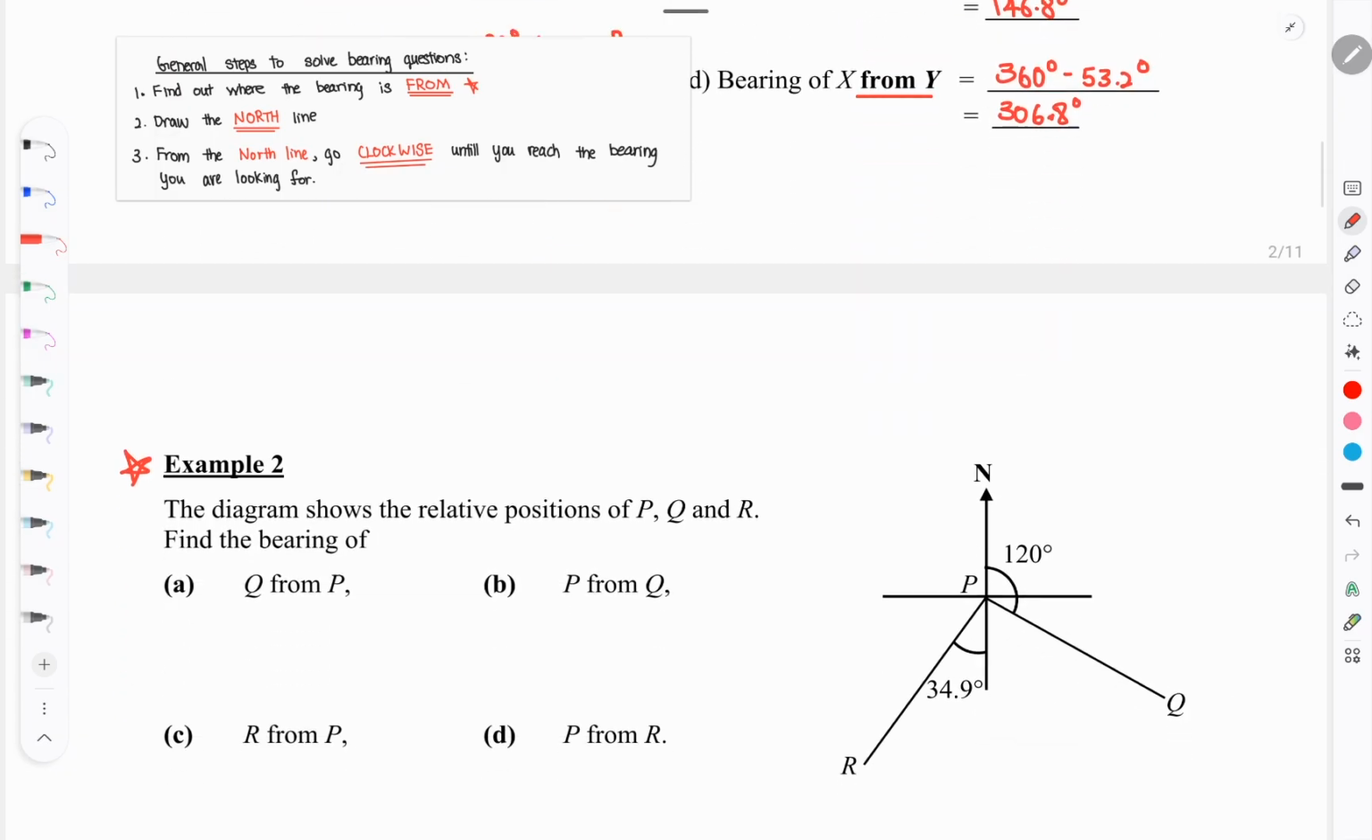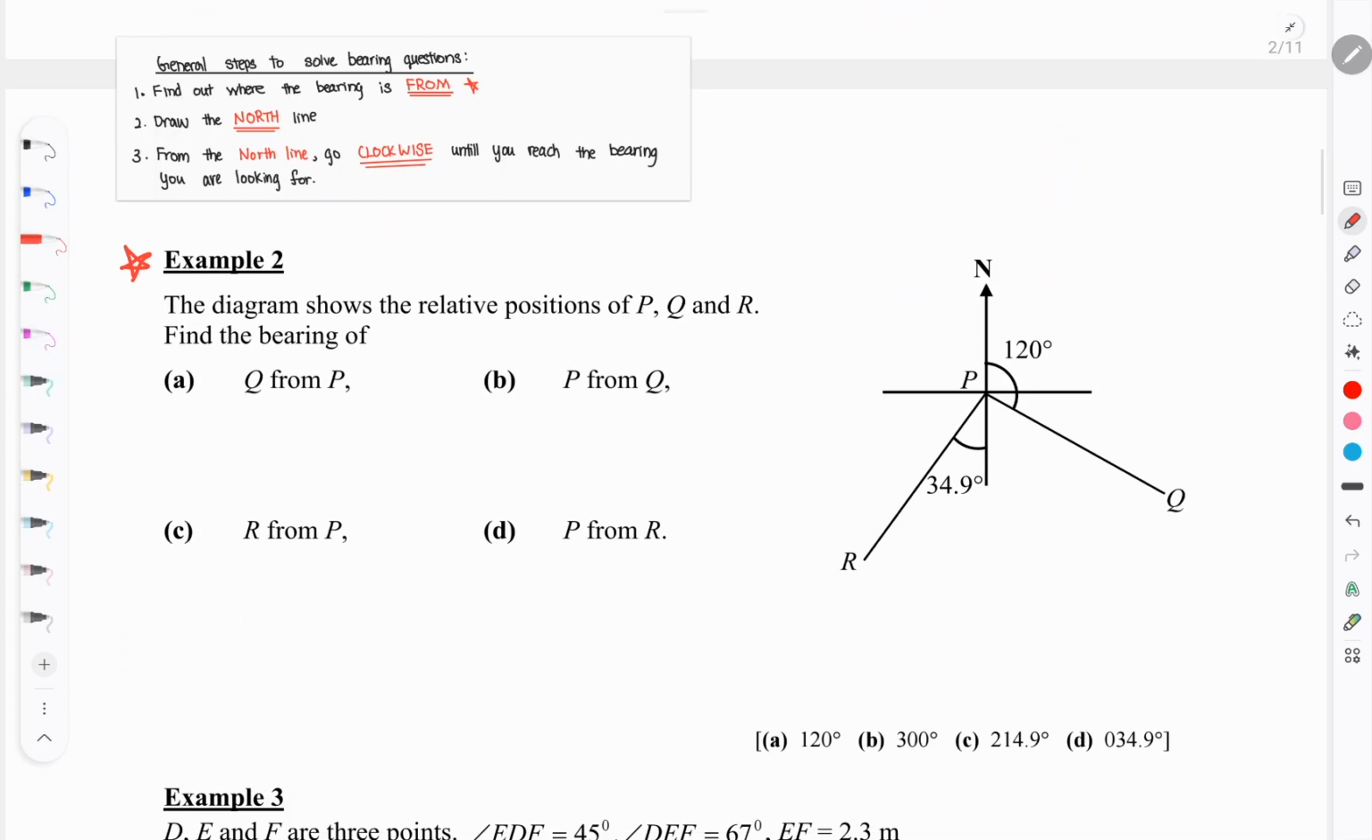Moving on to example 2. So the diagram shows a relative position of PQR. Find the bearing of Q from P. Okay, first thing, I will take note where it is from. Okay, so now I know it's from P. I have my north line. I want to find Q. Okay, so actually it is already given straight away. It is 120 degree.